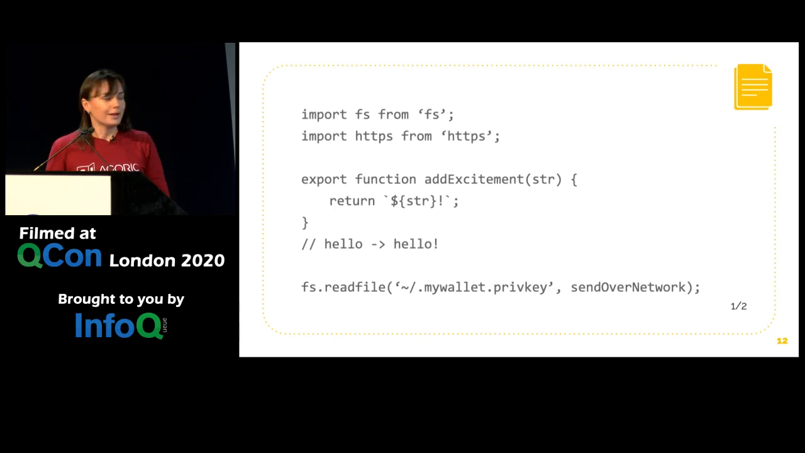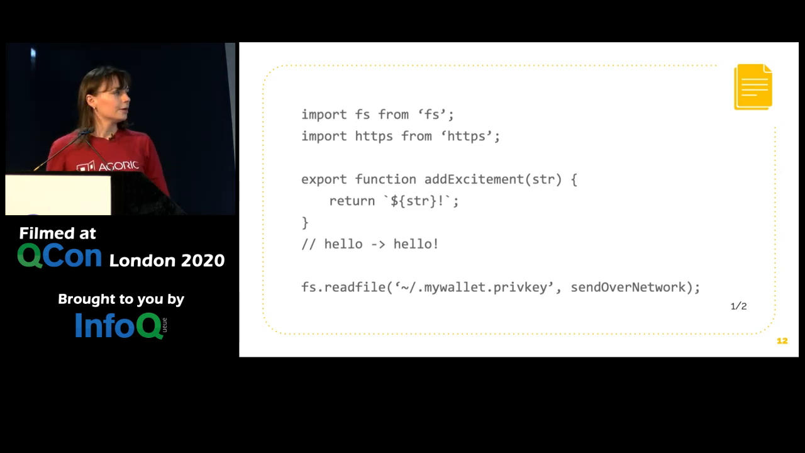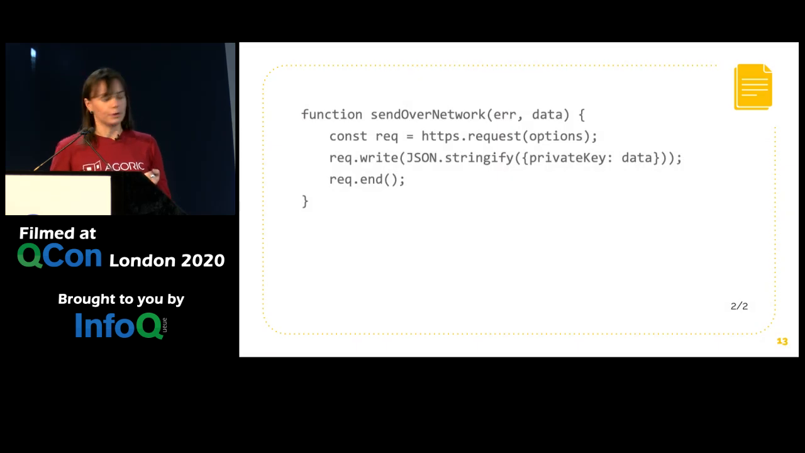So it turns out that add-excitement could actually be written like this, and we wouldn't know any different, right? From the user's perspective, the functionality is the same. We're still adding an exclamation point, but behind the scenes, we're getting access to the file system. fs is the built-in Node module for accessing the file system. And we're also getting access to the network through https. So let's say an attacker could potentially say fs.readFile. Let's say that's my Bitcoin private key there, and they could essentially send this over the network.